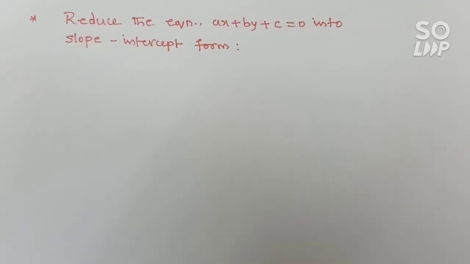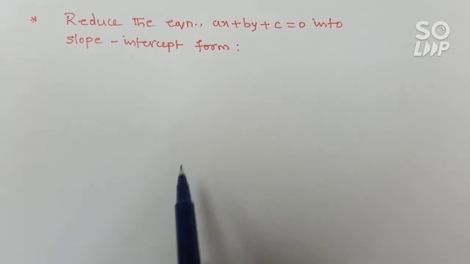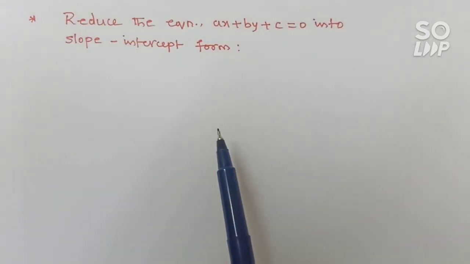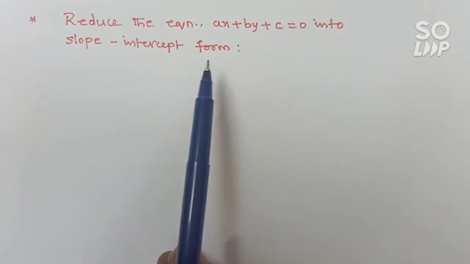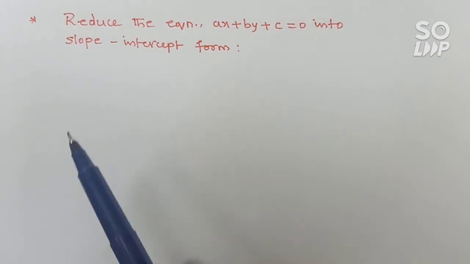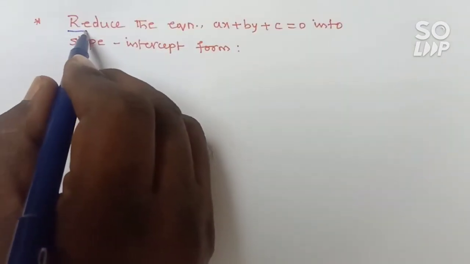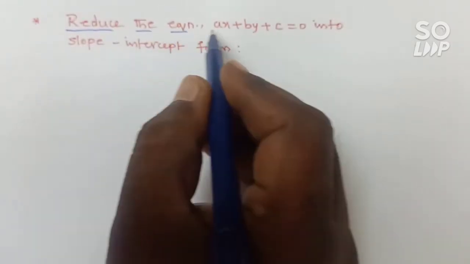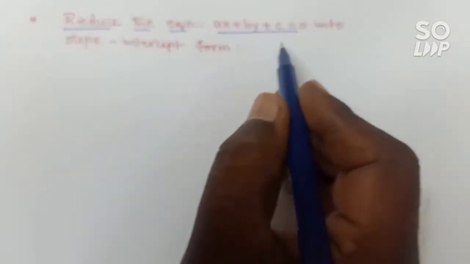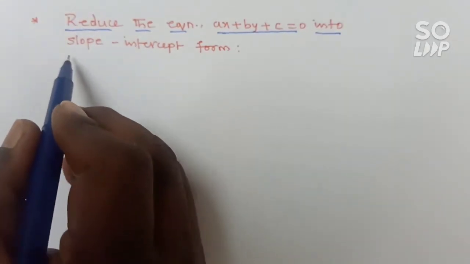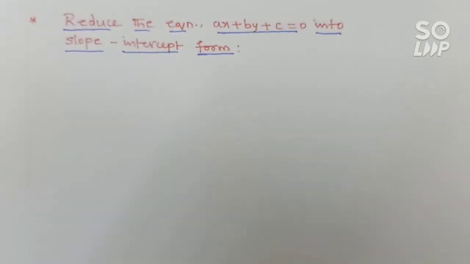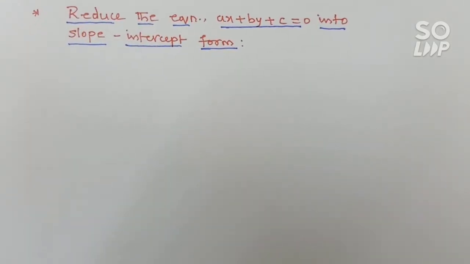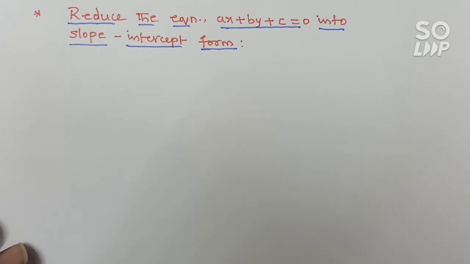Okay guys, in this video we are going to discuss how to reduce the linear equation ax + by + c = 0 into slope-intercept form. Do you know what the slope-intercept form is? The slope-intercept form is y = mx + c.